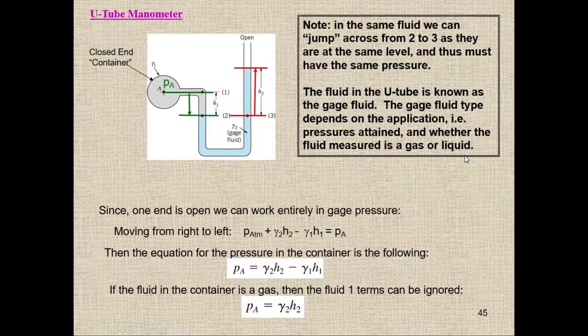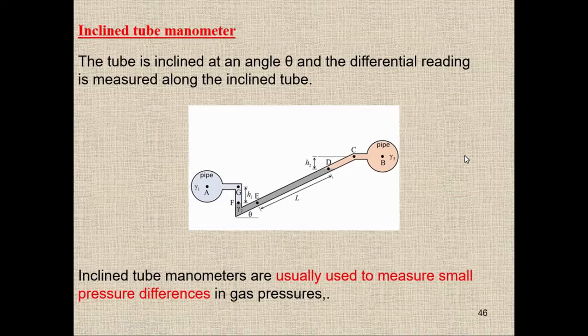Now we have another type which is called the inclined tube manometer. So this is the inclined tube manometer. We have a pipe or vessel A, and we have another pipe or vessel B, and they are connected with each other with the help of an inclined tube manometer. Normally, inclined tube manometers are used when the pressure difference in these two pipes is very small. In order to get the small pressure variation, we use the inclined tube manometers.